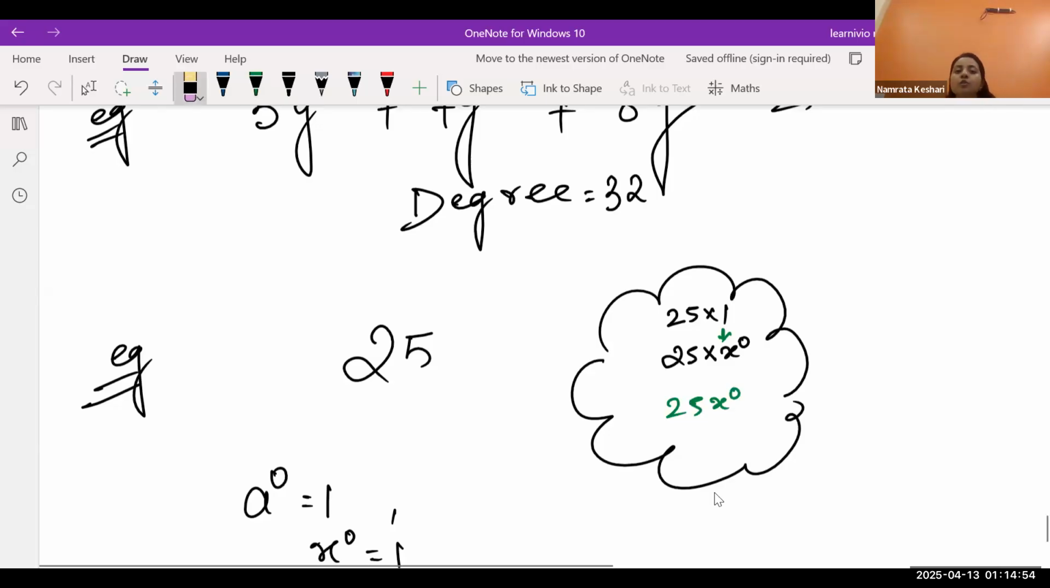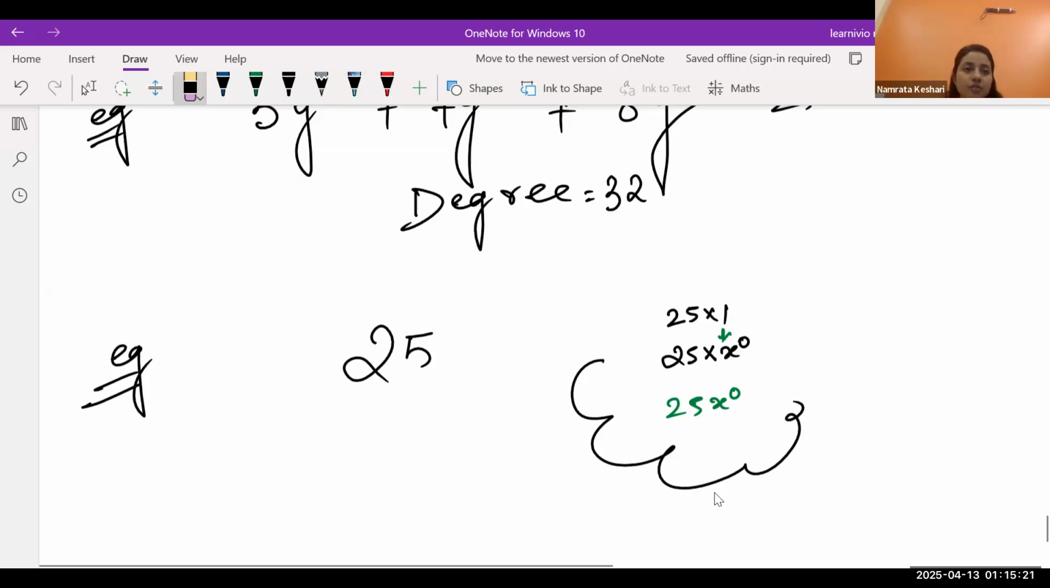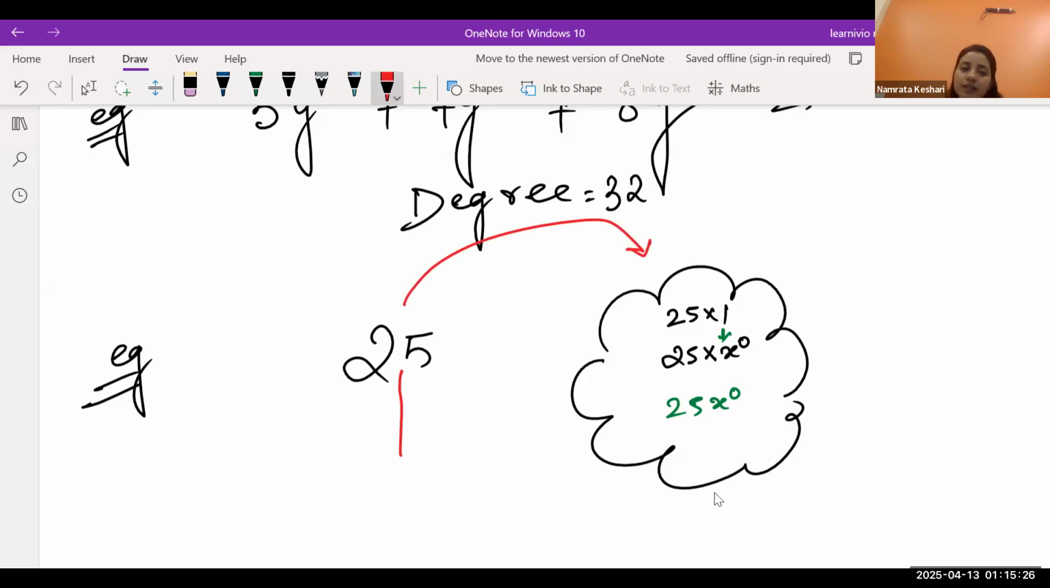Which is a polynomial. We had two criteria for identifying a polynomial. The first criterion was that one and only one variable has to be there. Only x is here. The second criterion was that the power of the variable has to be a whole number. And we can see a whole number as the exponent over here. 0 is a whole number, right? Yes, ma'am. Due to this reason, we were declaring any number as a polynomial. So for now, we understand 25 is a polynomial.